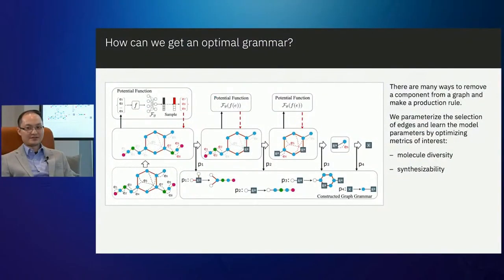So when it converges, the grammar we get will be the one that generates molecules that are synthesizable maximally, and that are also maximally diverse.